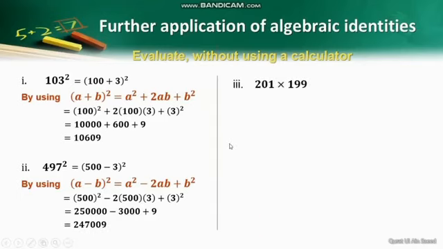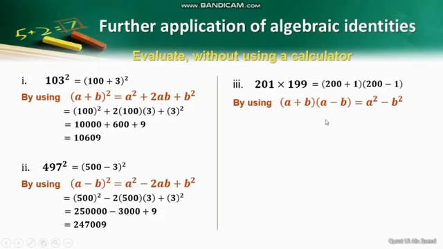Next is another situation when we are given a product of two different numbers, but those numbers will always have something in common. Like here, 201 is 1 more than 200 and 199 is actually 1 less than 200. So we will definitely apply the third identity here. On comparing, we get that a should be 200 and b must be 1. Then solving the squares of 200 and 1 and their difference, we'll get the answer.